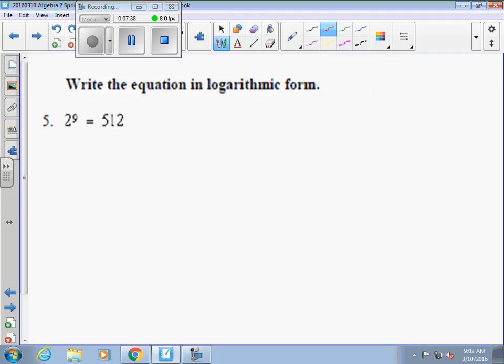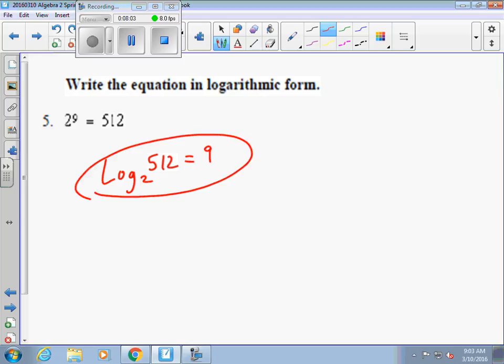Number 5 tells you to write it in logarithmic form. Remember, 2 to the ninth is equal to 512. Log, and I had a couple people say this out loud a bunch of times, log base 2 of 512 is equal to 9. That is it in logarithmic form. Again, that's going way back to the first day of logs.